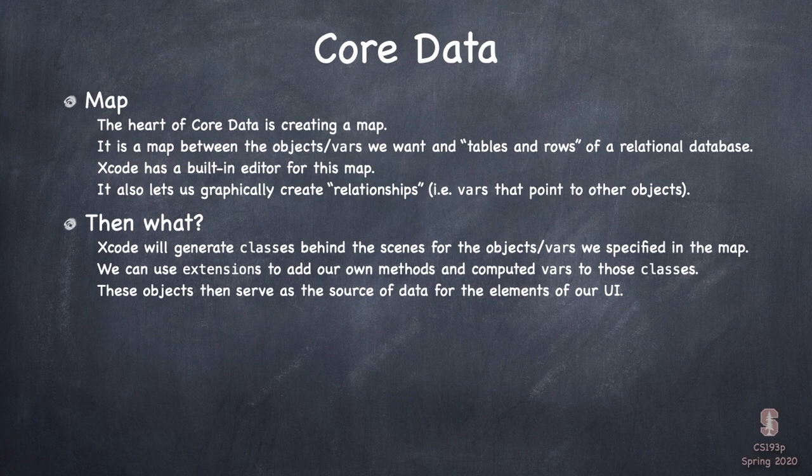So then what? You create this map. What can you do then? Well, Xcode behind the scenes is going to generate the classes, right? The code for the classes that represent those objects and vars that you created in the map. And we get to use extensions, just like we do with any other kind of data structure. We get to use extensions to add our own methods and our own computed vars to those classes. Of course, the storage vars are stored in the database. Then these objects that have been created for us and that we've extended serve as the source of data for the elements in our UI.